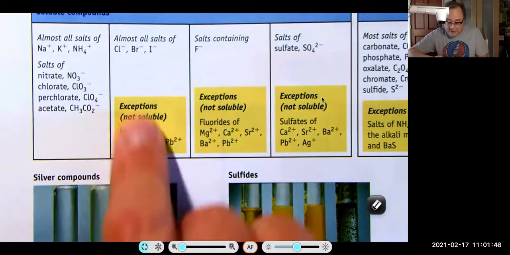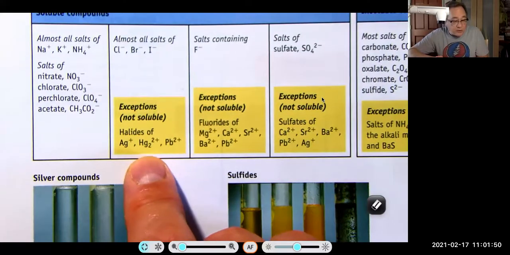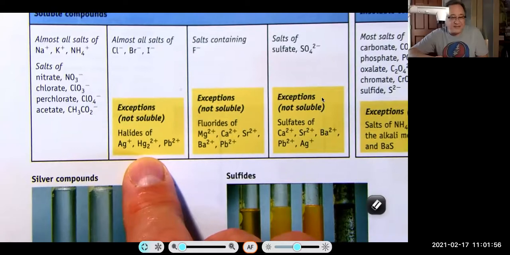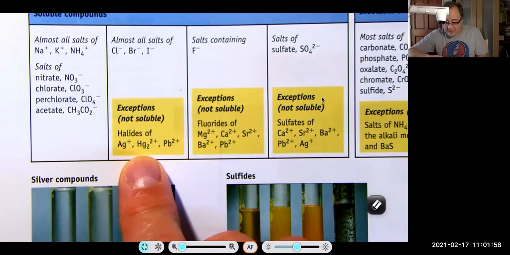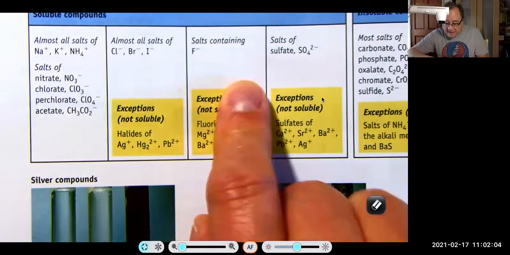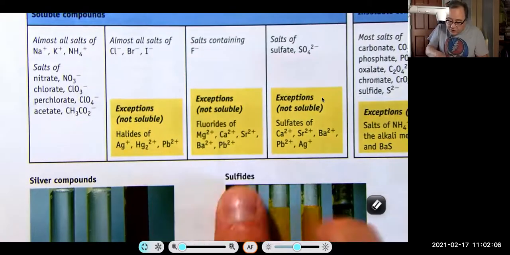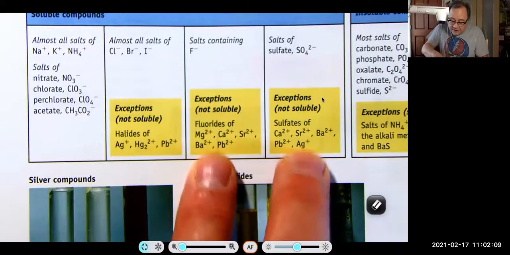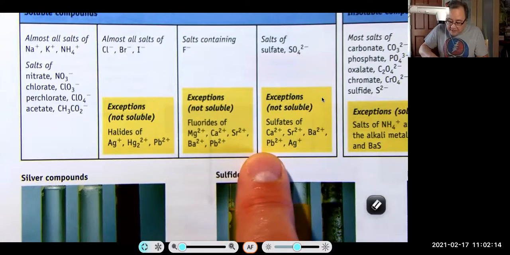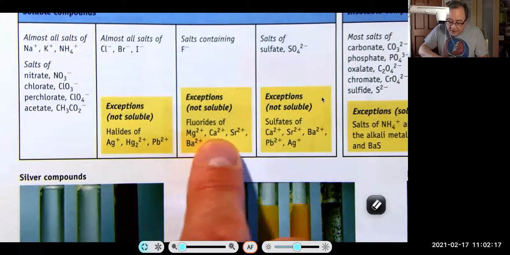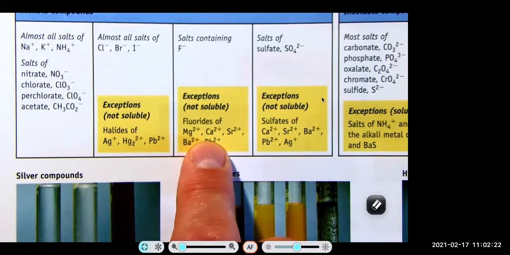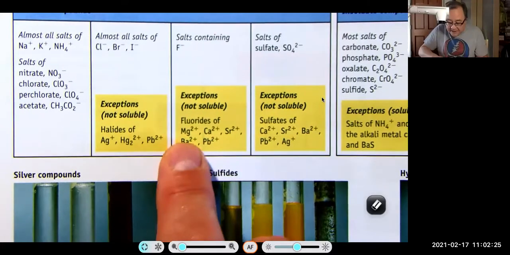Now, notice here, I think you mentioned this yesterday, that mercury 1 was an exception. But we won't be using it. I didn't list that because it's not that important. Okay. Now, here, salts containing F minus, I don't know if I put this one down. I may have that. If you take a look at these two, sulfate and fluoride, they're very similar, agreed? Exceptions are silver, lead, barium, strontium. The only two that don't match are magnesium and calcium. Looks like calcium is in there too. Oh, I'm sorry. Calcium is there. The only thing that doesn't match is magnesium.